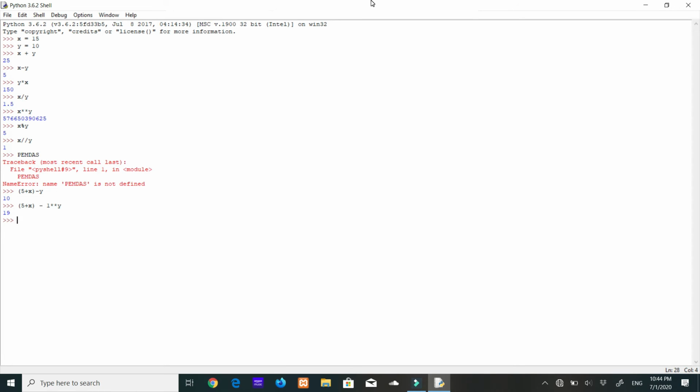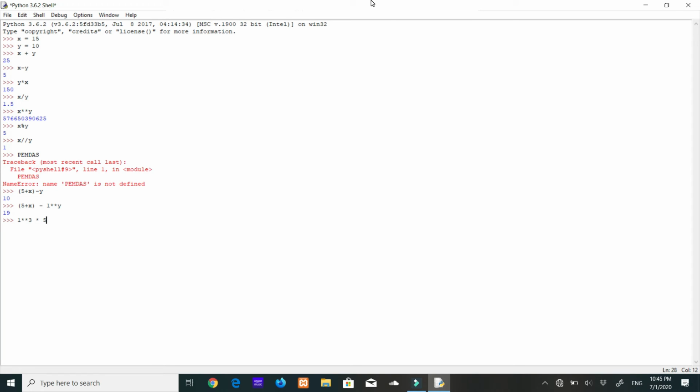So what Python does is 5 plus 15 gives us 20, and then it does the exponential, which is 1 raised to the value of 10, which is just 1, and then it does a subtraction, which gives us 19. In this other example, we're going to see the exponential, which is basically 1 raised to 3, and then we're going to times it by 5.